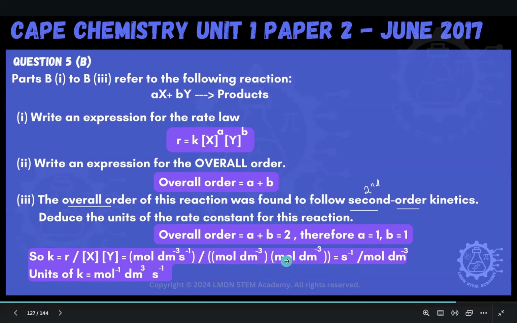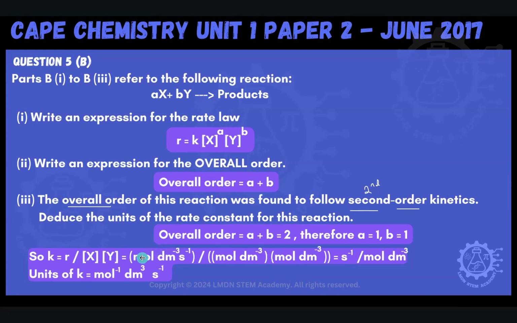So when I simplify these out, I'll realize that my mole per dm cube in the top, that's coming from my rate. So let me get a pencil to show you that. My mole per dm cube in the top will cancel with one of my mole per dm cubes in the bottom. And so I'm left with this second here, and that's what I've shown coming over here. That's in the top. And then in the bottom, I'm going to be left with a mole per dm cube. So that's what I've shown in the bottom here.